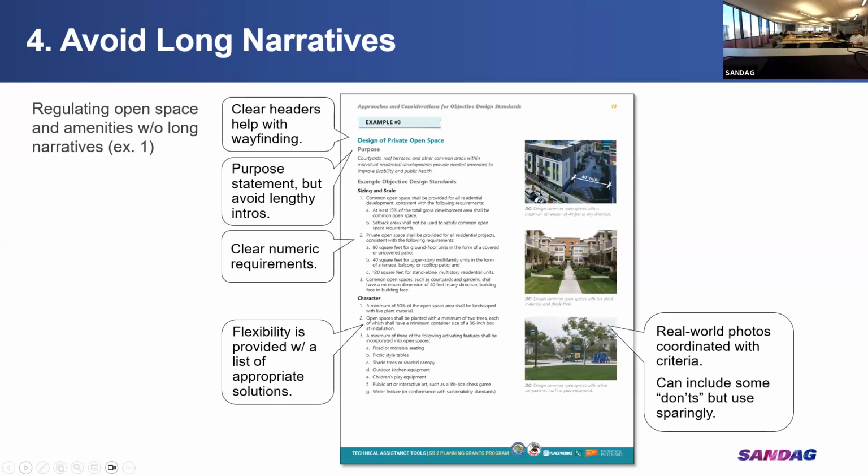And at the right, you see photos and graphic examples with annotation that's tied back to the standards in the text. There's an example, if we can zoom in, of different components like standards and different ways of addressing hierarchy, and then also providing some options for different solutions for flexibility again. And then with photos, it can be very helpful to show real world examples from local communities, but we can also show some examples of don'ts, like what you don't want to see, but just do that sparingly.